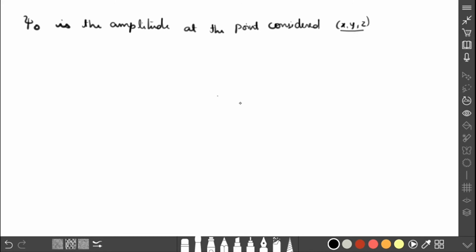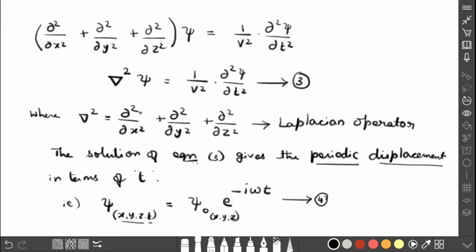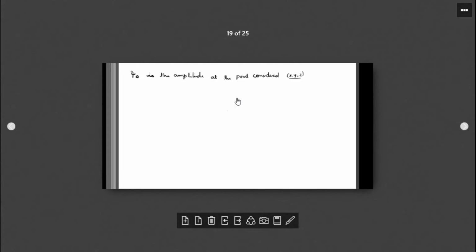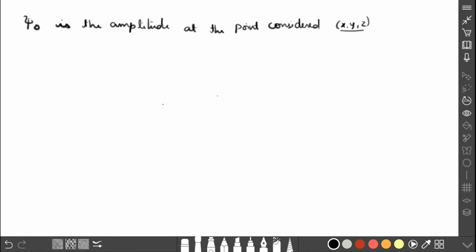So see here, equation 4. What is equation 4? Psi is equal to psi naught e power minus I omega t. I am going to differentiate this equation twice to get the value of dou square psi by dou t square. So listen carefully to this step. Once again, I will write this equation 4 for your reference. Psi is equal to psi naught into e power minus I omega t.